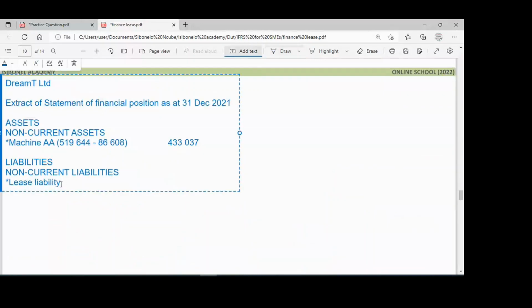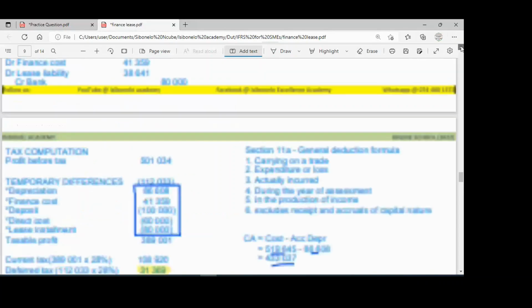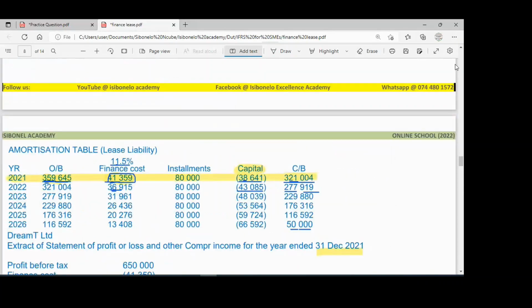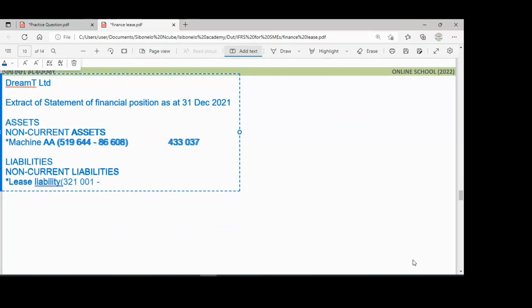So now my workings: the balance we have, the closing for 2021, is 321,004. But we know there is a portion we will pay to reduce this balance, this liability, in 12 months time. So that portion payable in 12 months time we remove from under the non-current. The capital portion for 2022 is 43,085. So we subtract 43,085.